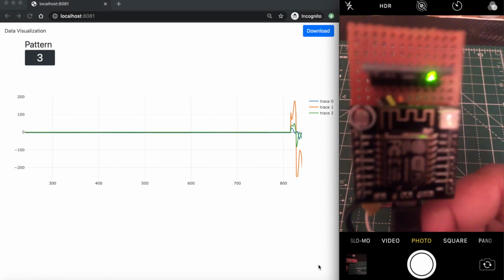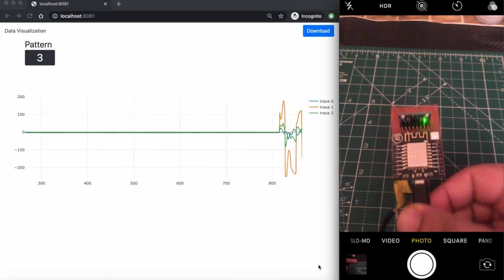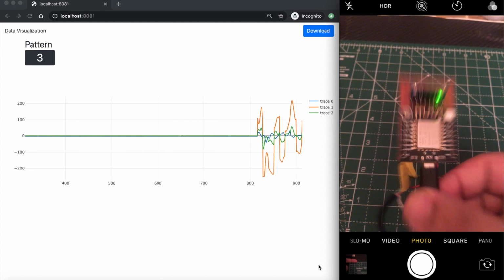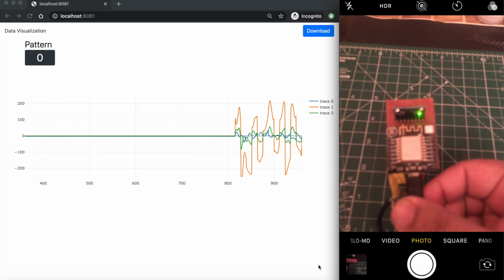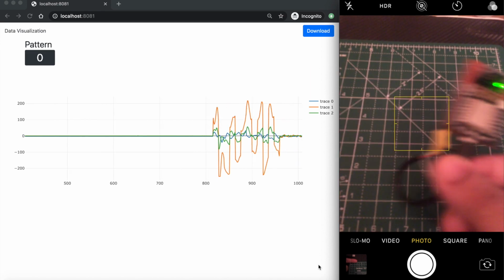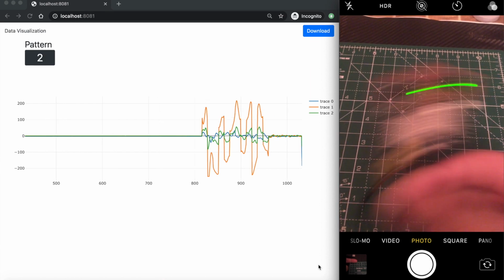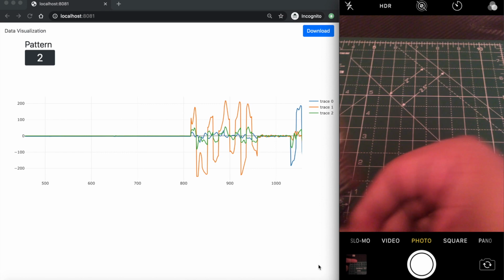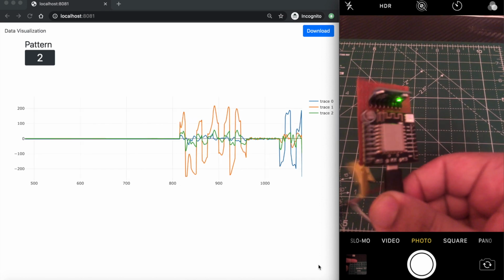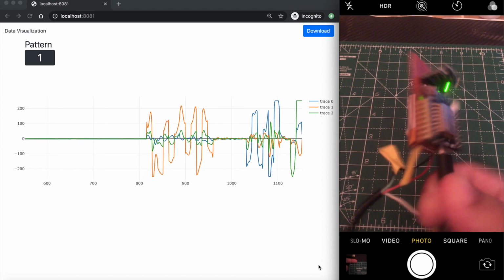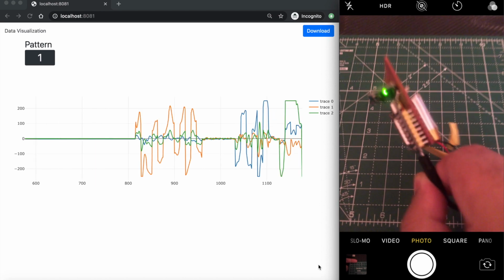And as you can see on the left, it started identifying this way of movement as pattern 3. Now I'm going to move like this, and it started identifying this movement as pattern 2. And if I just do it like this, yeah, it is identifying it as pattern 1.